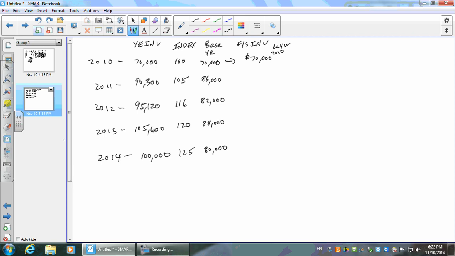What happened to the inventory in base year dollars? It was 70, now it's 86. Do they have a real increase in inventory or a decrease? Obviously, it's an increase, right? What's the new layer in base year dollars? How much more? 16,000. But I didn't buy those in 2010. I bought them in 2011.